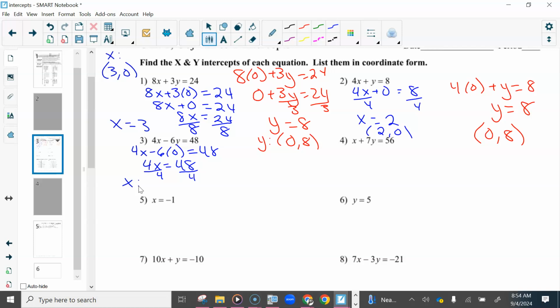And how would I write that as an ordered pair? 12, 0. Make sure you're using parentheses. Y intercept.